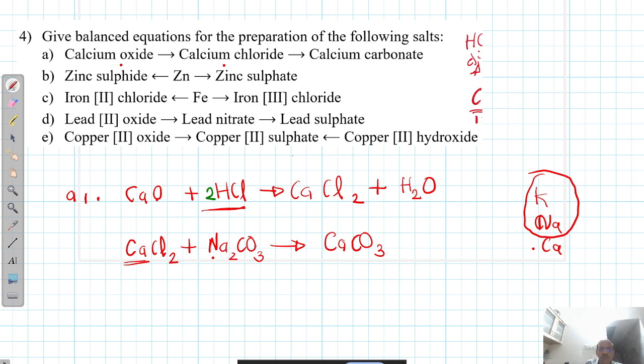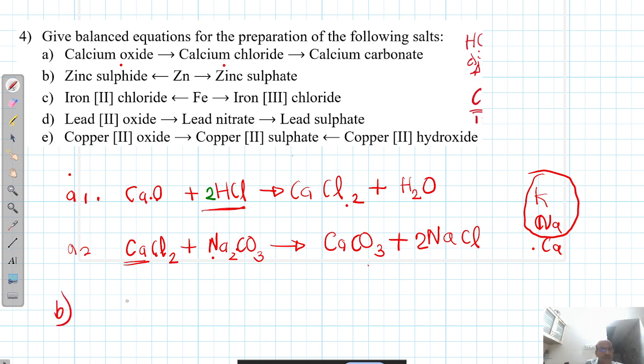So sodium is Na2 and the carbonate is CO3, so it is going to be Na2CO3. This will give you CaCO3 plus some more thing also. What is remaining once CaCO3 is done? What is remaining is NaCl. So I will put NaCl, and to balance it, it is going to be 2NaCl, because 2 Na plus 2 Cl. So this is the second equation in the A part. So in the A part, from calcium oxide we got calcium chloride, and from calcium chloride we got calcium carbonate. That's how it is. Now let us go for the B part.